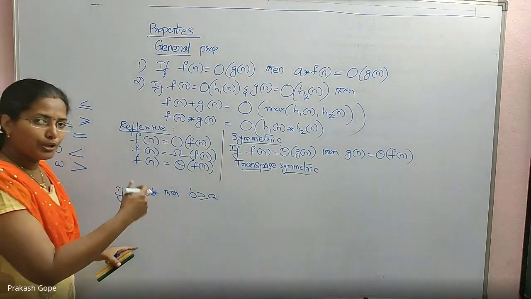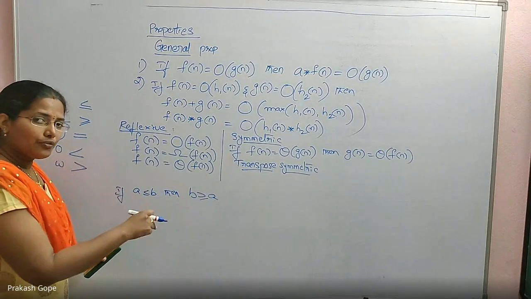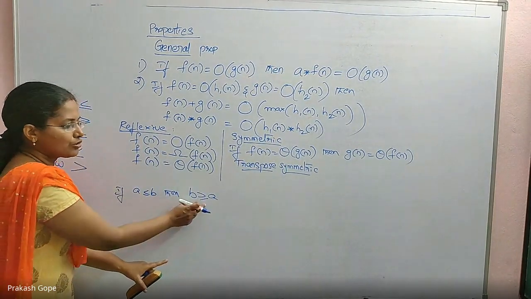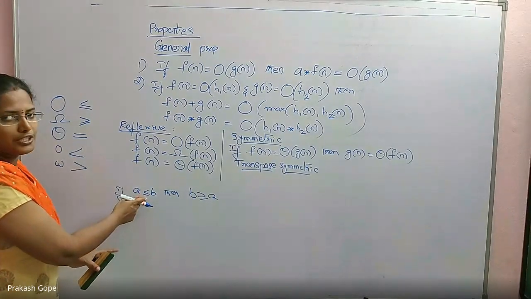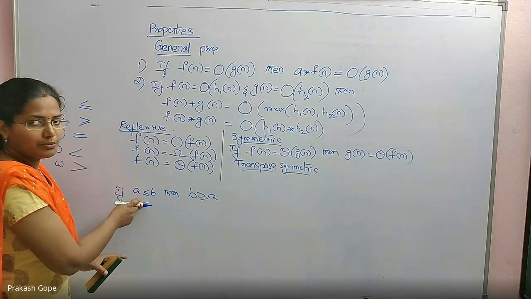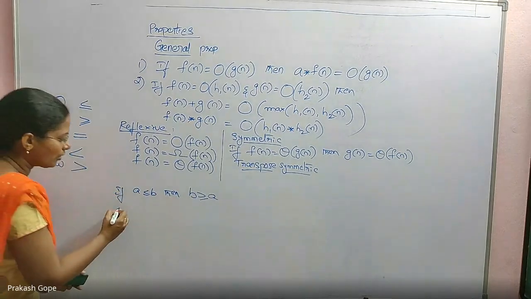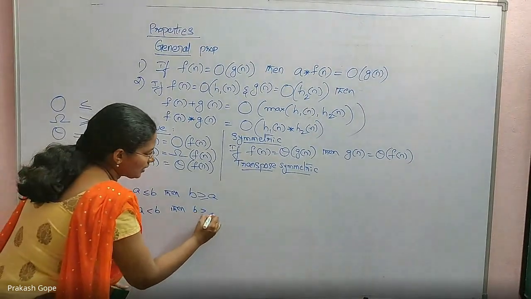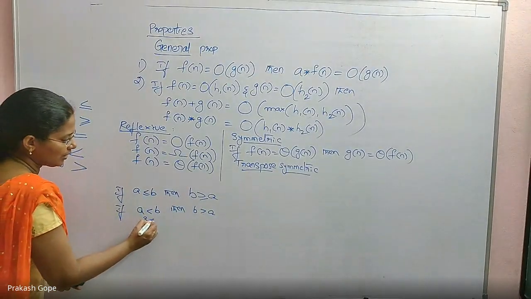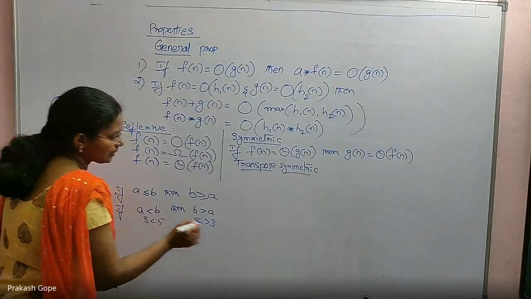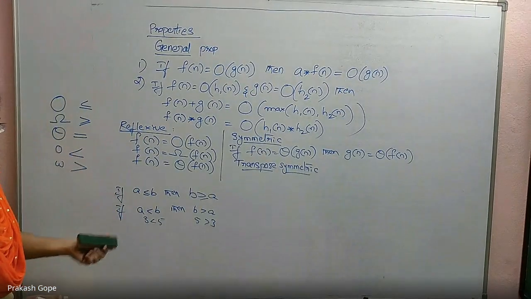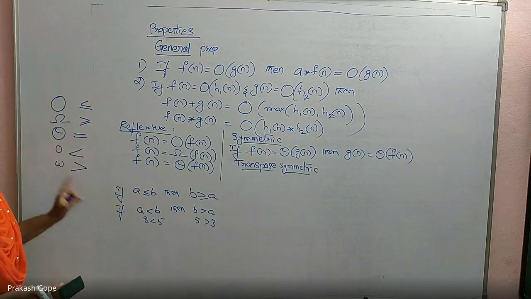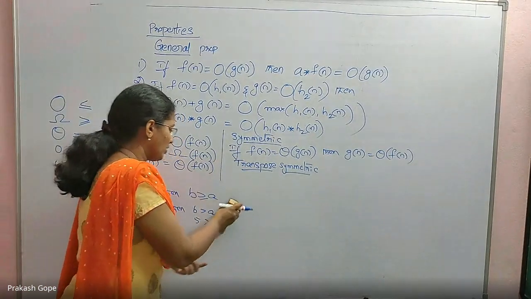If f(n) is equal to big O of g(n), then g(n) is equal to big omega of f(n). When you interchange B and A, the relation will also change. So if here it is big O, it becomes big omega. If here it is big omega, it becomes big O. Similarly for little o and little omega. If A is strictly less than B, then B is strictly greater than A, obviously. 3 less than 5 implies 5 is greater than 3. Correct? So this property is true between big O, big omega and little o, little omega. I'm writing the same thing now.